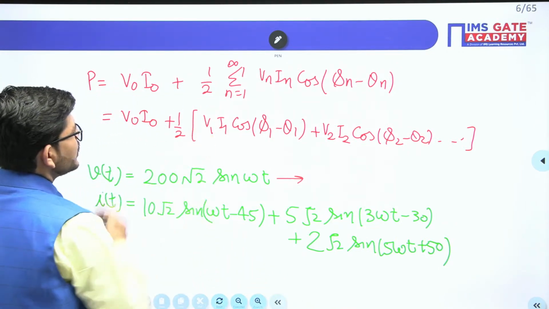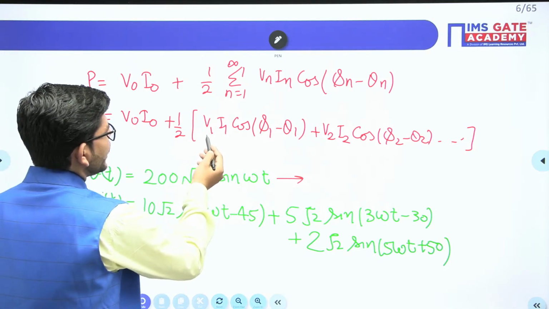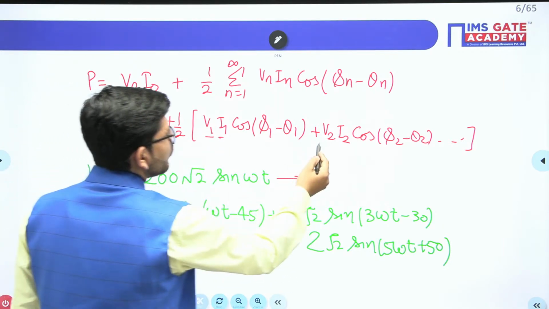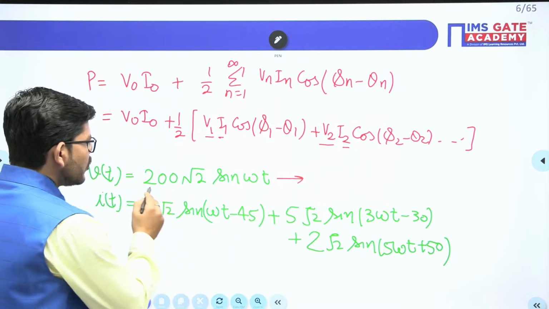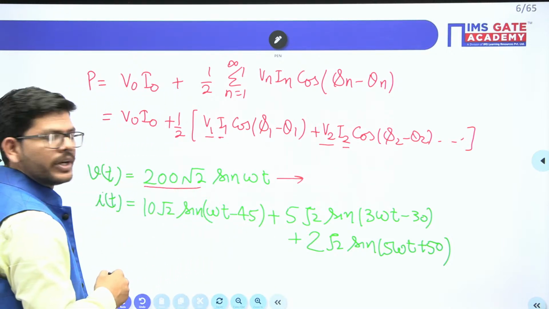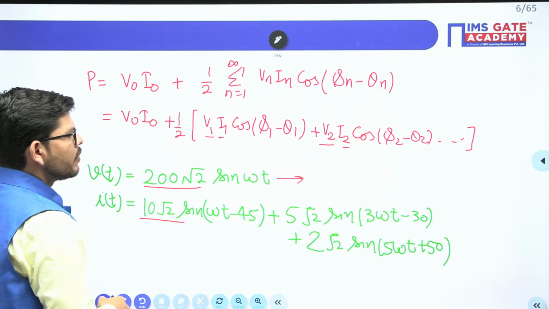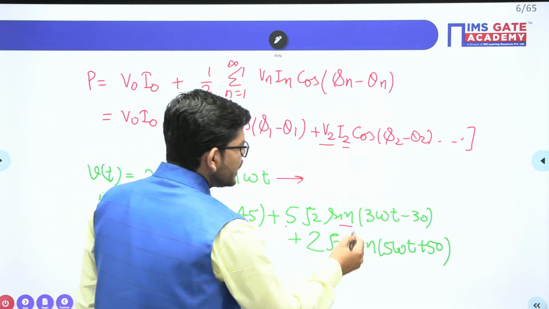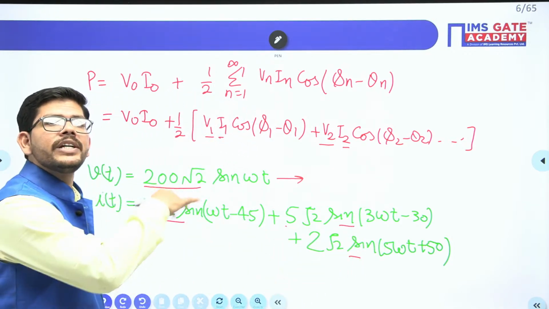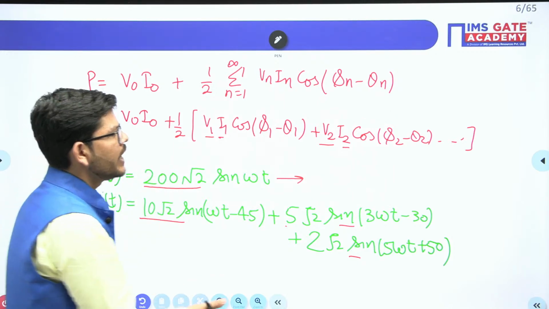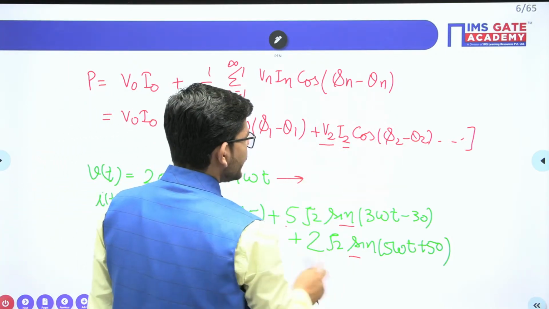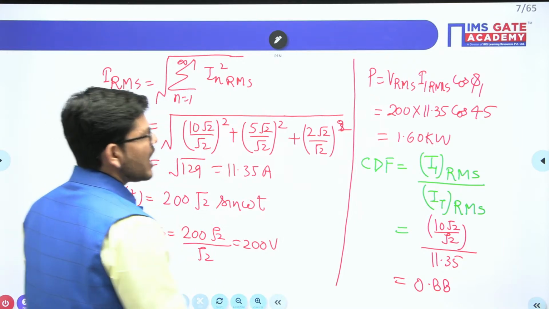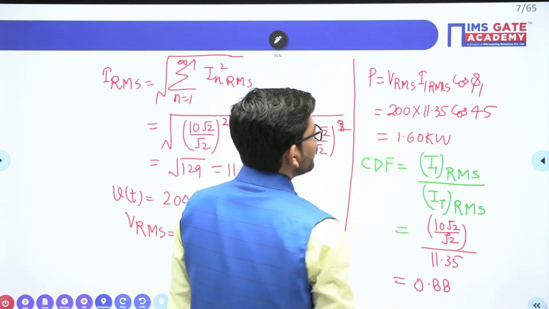When you see this particular expression, here we have V1 I1, V2 I2. But guys, voltage only has the V1 component and current has the I1 component. Current has I3 and I5 components as well, but the voltage does not have V3 and V5 components. So all these factors will not be there. So when you calculate the power, only the fundamental component will be there.